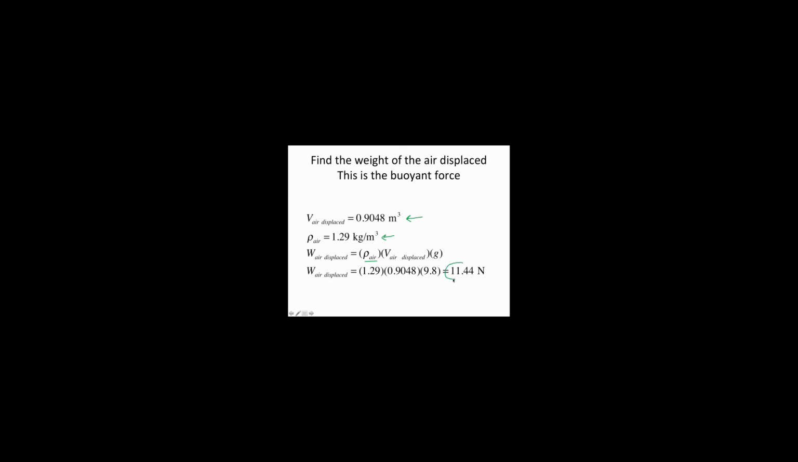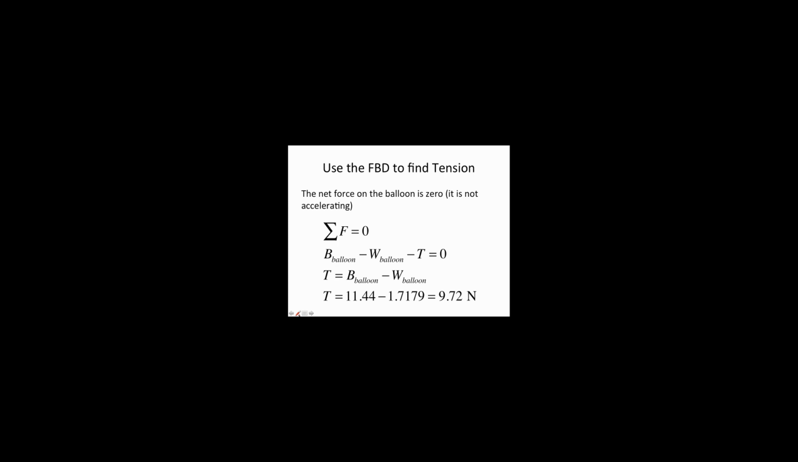That's 11.44 newtons. Now we found the tension before from the free body diagram. We said it was equal to the buoyant force on the balloon, which we found in the previous slide, 11.44 newtons, minus the weight of the balloon, which we found 2 slides ago, and that gives you a tension of 9.72 newtons. Hope this was helpful.